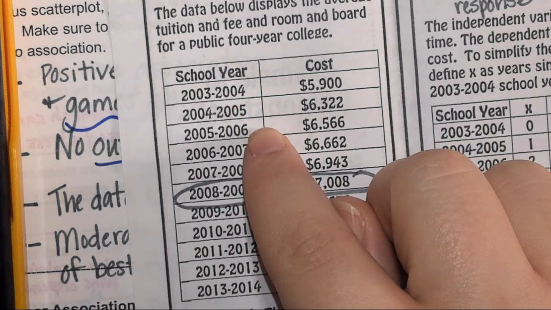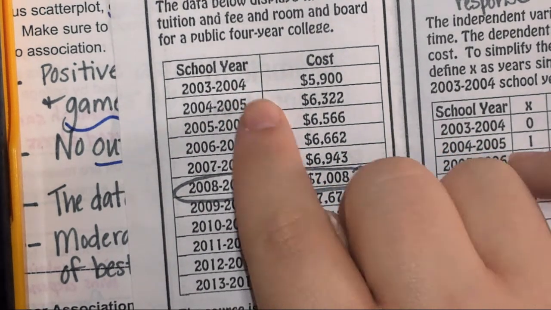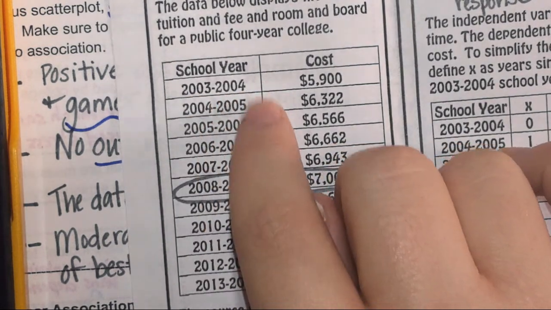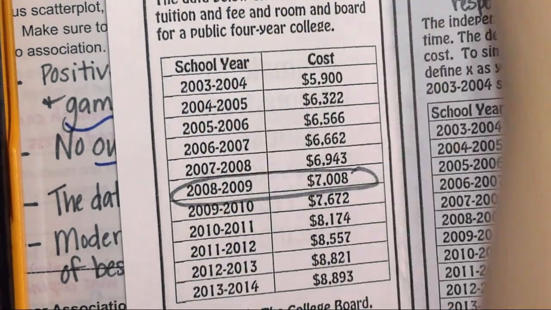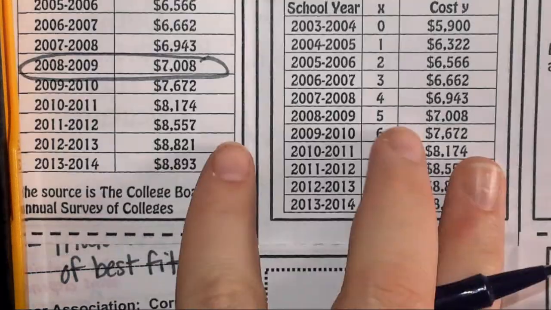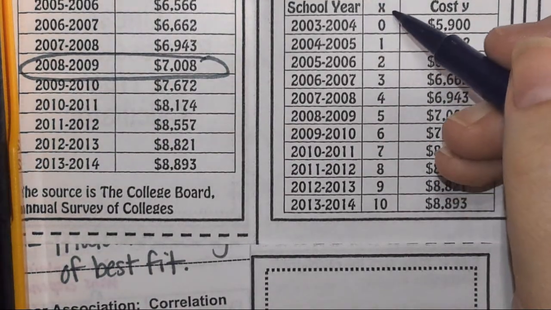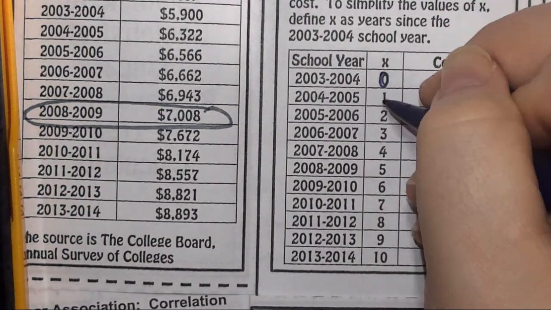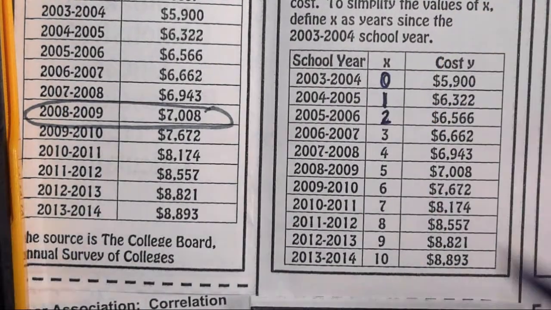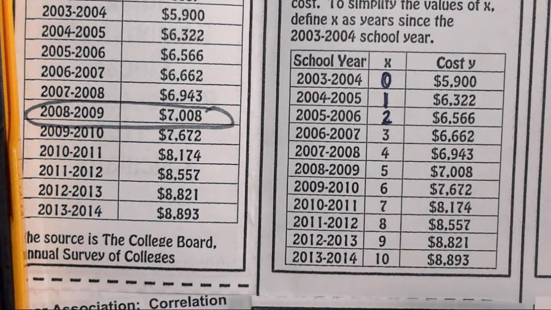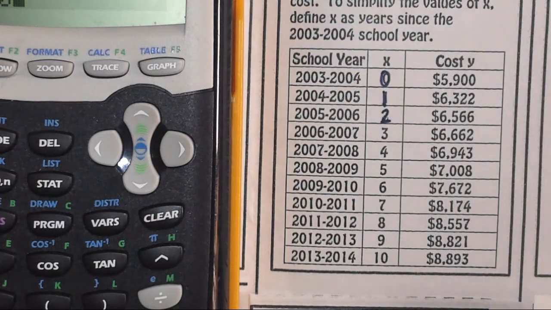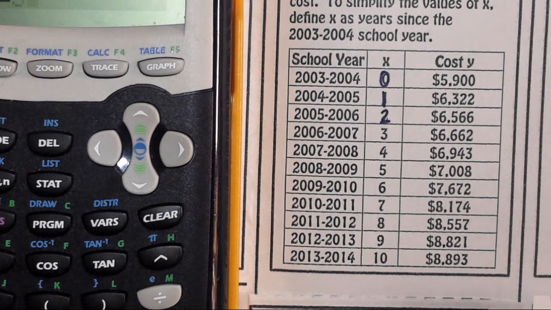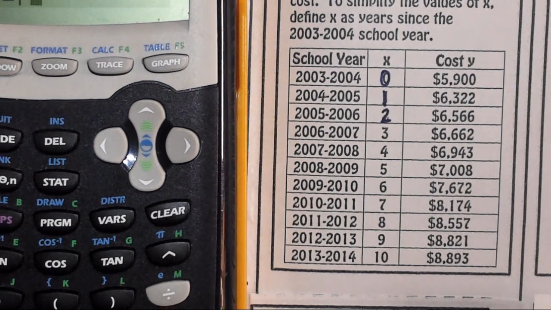2003, 2004, 2004, 2005, 2005, 2006. We can't type that in our calculator, can we? No. We're not going to type in 2003, 2004, because that just seems silly. So instead, and they've even explained it for you, we're just going to give them each a label. That first year is year 0, second year, year 1, third year, year 2. So I'm just going to type in the numbers 0 through 10 in L3.